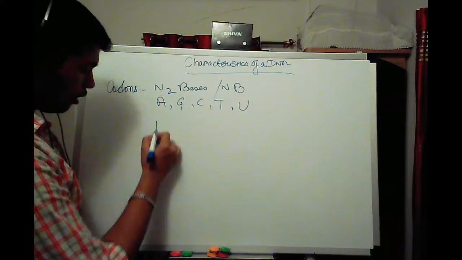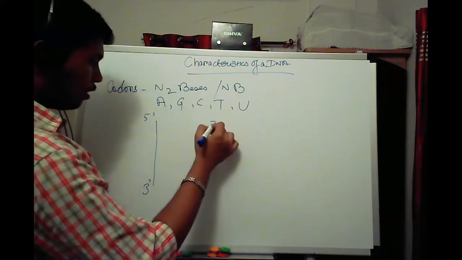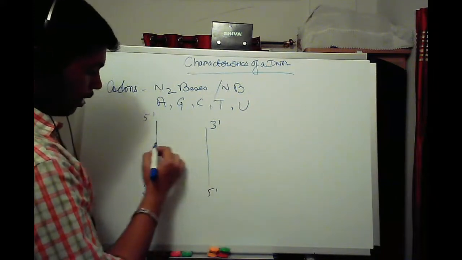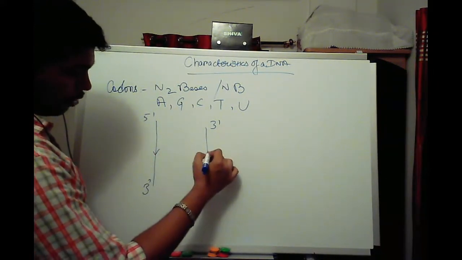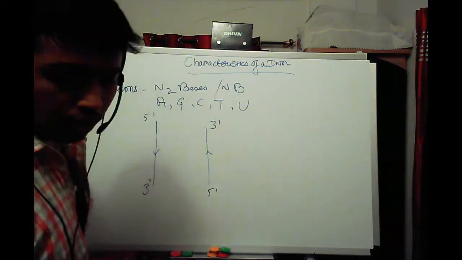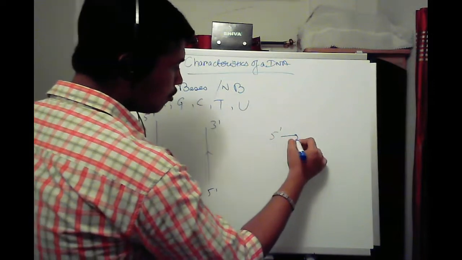See, this is the whole thing. DNA strand, 5 prime, 3 prime, 3 prime, 5 prime. Remember anti-parallel. This is going from 5 to 3, then 5 to 3 again. Remember this, DNA strand always moves from 5 prime to 3 prime.